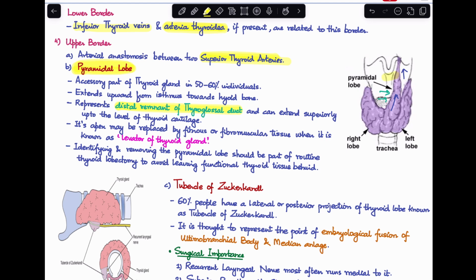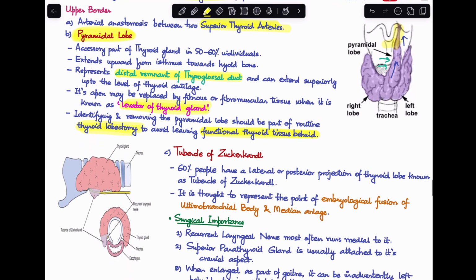Now, this apex that you see over here, it can sometimes get replaced by a fibrous or fibromuscular tissue. And in that case, this comes to be known as the levator of the thyroid gland. Now, what is the clinical importance of pyramidal lobe? Identifying and removing this pyramidal lobe is very important part of thyroid lobectomy. Why? Because if you leave behind the pyramidal lobe, you'll actually end up leaving behind functional thyroid tissue. That is why you should be removing the pyramidal lobe as well. So whenever you're performing the surgery, you should also look out if there is a pyramidal lobe present or not.